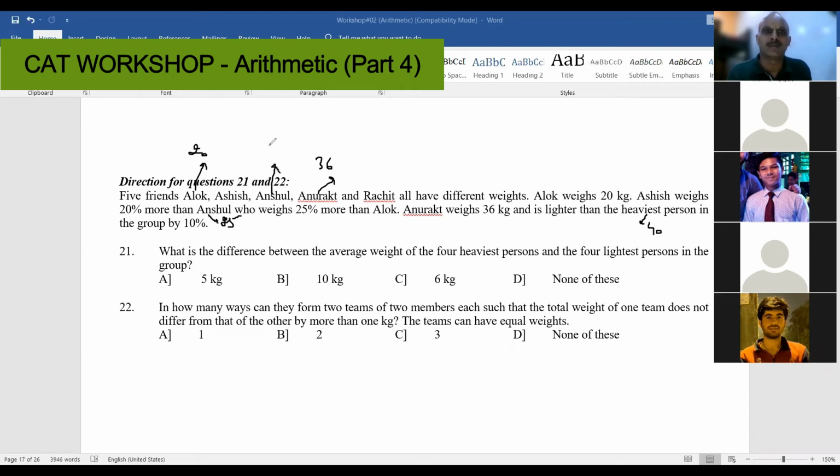And Ashish is 5 kg more than Anshul, so it will be 30. And let's take Rachit: the remaining person is the heaviest, that is 40. Is that okay?